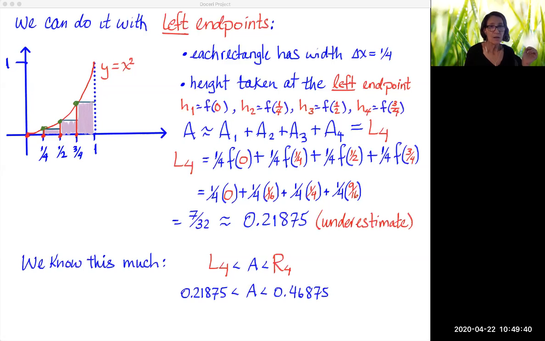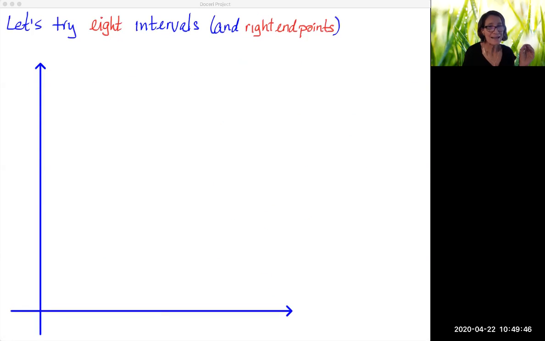So I'm going to change slides. I'm going to try 8 rectangles. That means I'm going to chop up the same interval from 0 to 1 into 8 subintervals. And then I'm going to use the right endpoints just to see. I'm just going to do right endpoints. I'm not going to do it again for left endpoints. We're just getting an idea of what happens. So I'm chopping up my interval from x equals 0 to x equals 1 into 8 equal width subintervals.